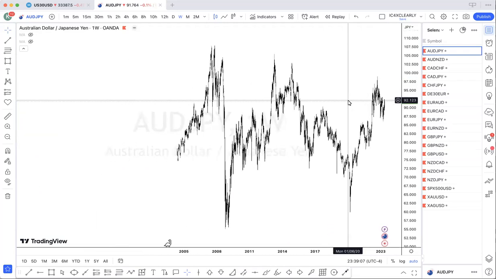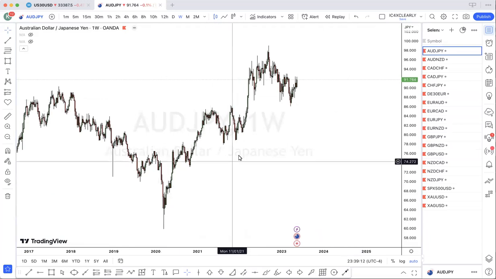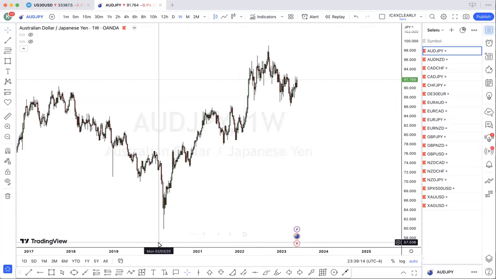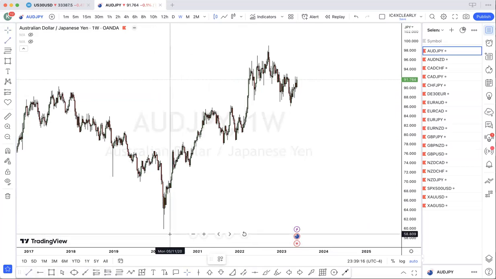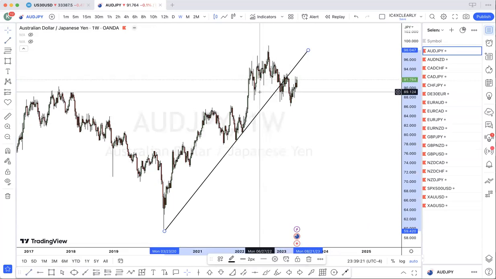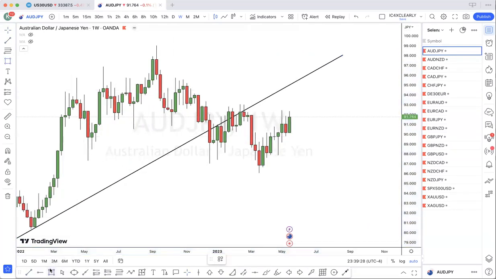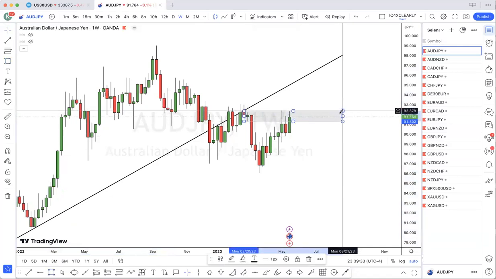AUDJPY. If we look at the bigger picture here, price was overall bullish, as we can see. Price broke our trend line and broke this swing low. So we're looking for price to pull back. Currently, price is in an area of supply on the weekly, but we have a bullish weekly order block. So I suspect price may push up.